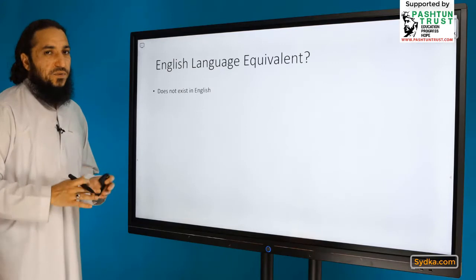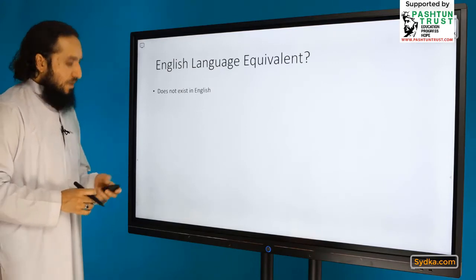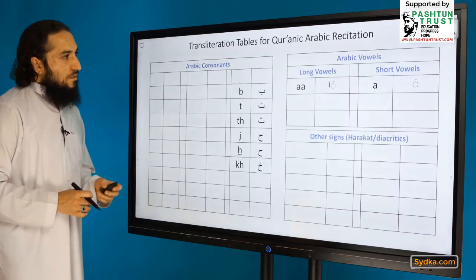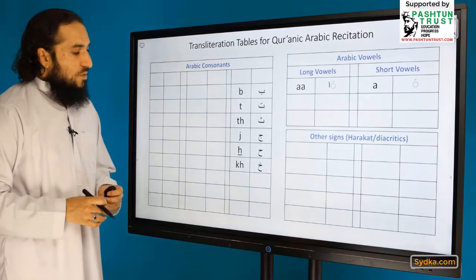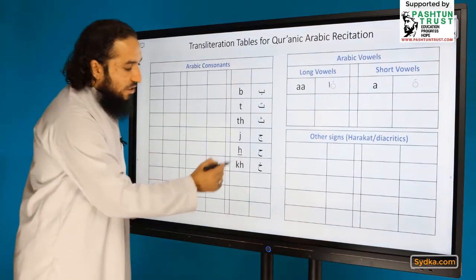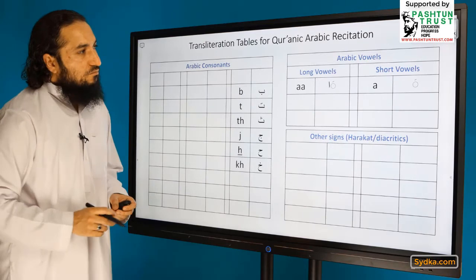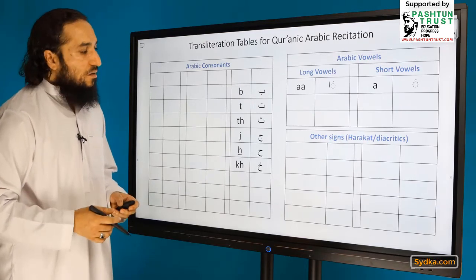It doesn't have an English equivalent. And for transliteration purposes, we will be using the letters KH to represent Kh in English.